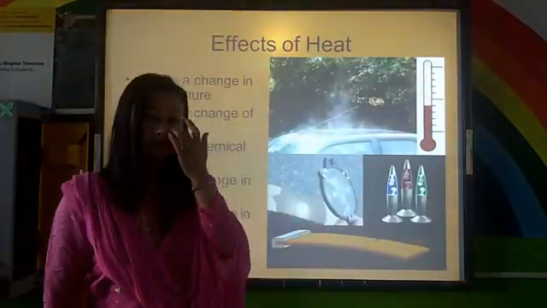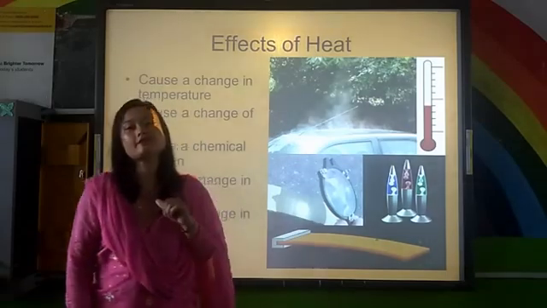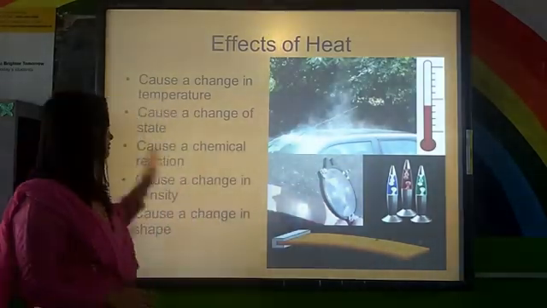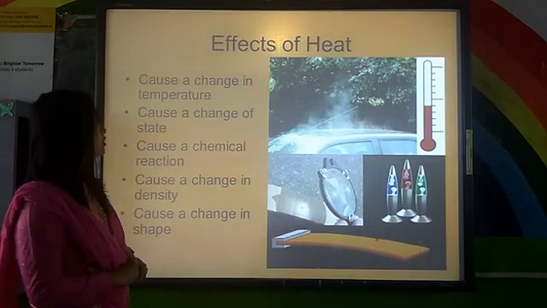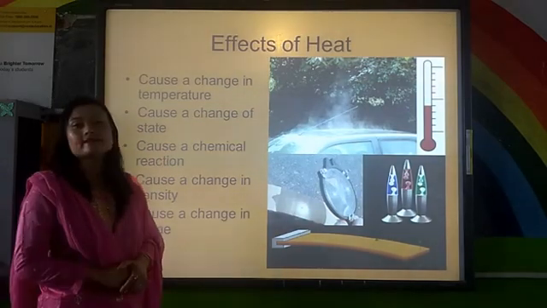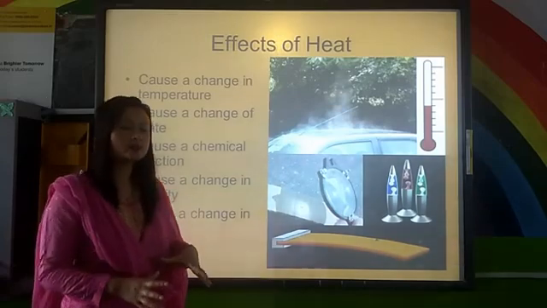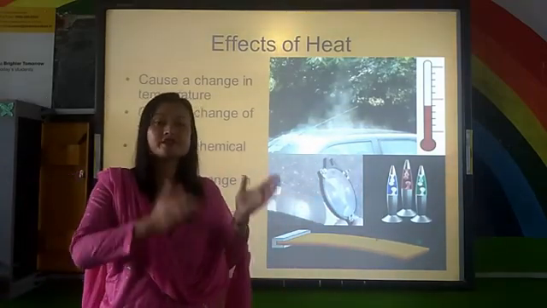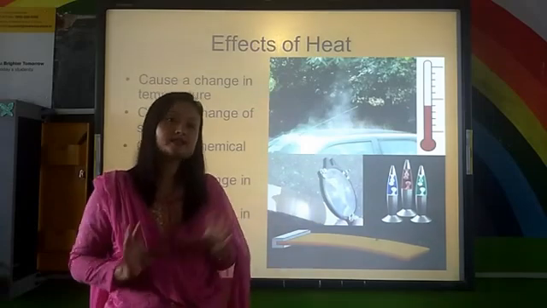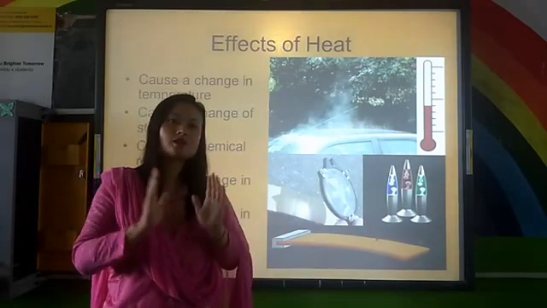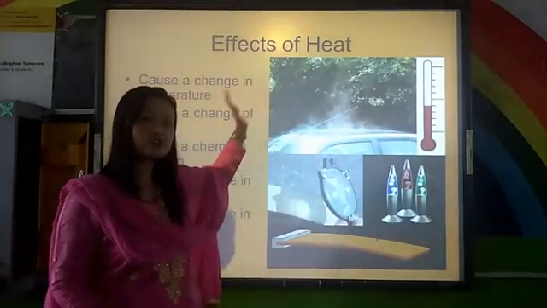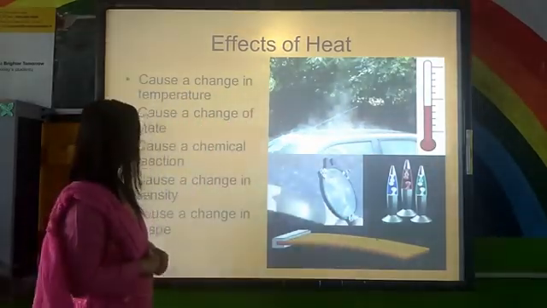Now, this is what you have in your book, effects of heat. So there are various effects of heat. Okay, and some of the effects that we have over here is cause or change in temperature. That means if a body gets heated, what happens? Its temperature changes. So its temperature increases. If a body loses heat, its temperature decreases. So that's why we write cause or change in temperature.